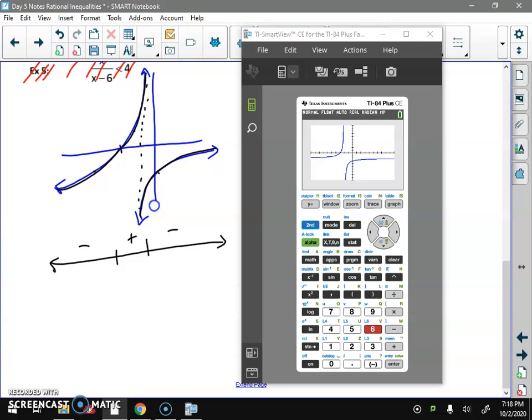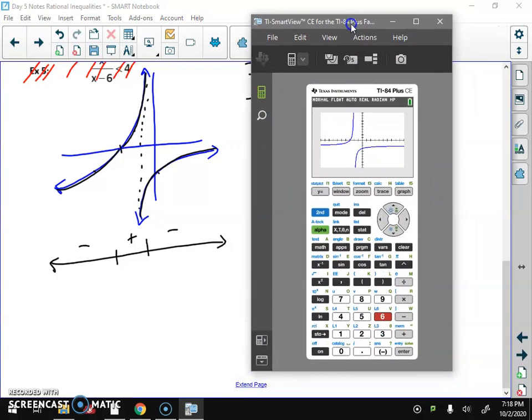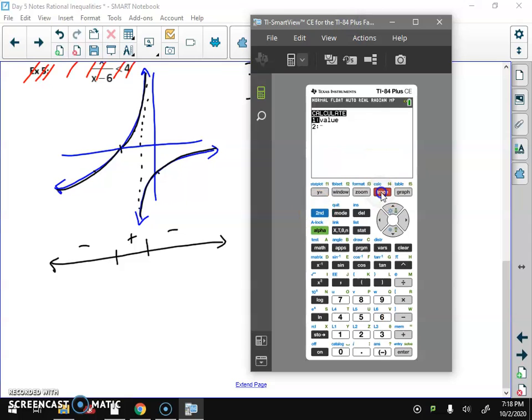Now, since we've already solved it, we have a pretty good idea of what our root and our restriction are. I'll use the calculator to find the intersection. Forgot to put 0 into y2. I'll use the calculator to find the intersection, which is way over here. I'm guessing it's negative 3. Let's see. Sure is.